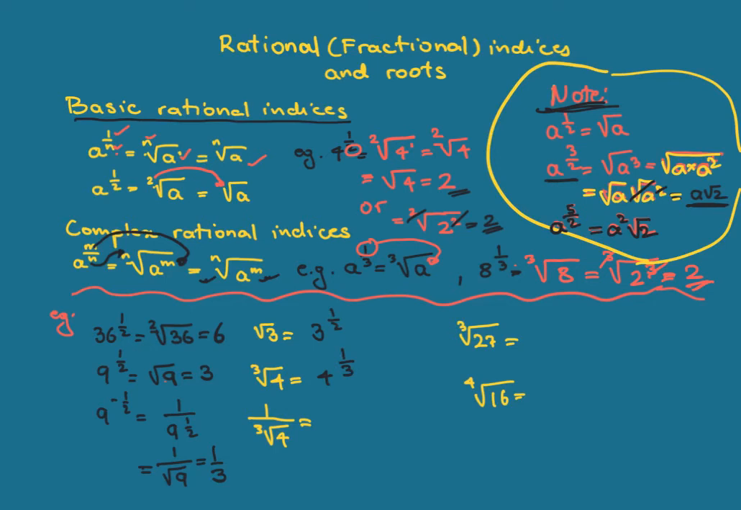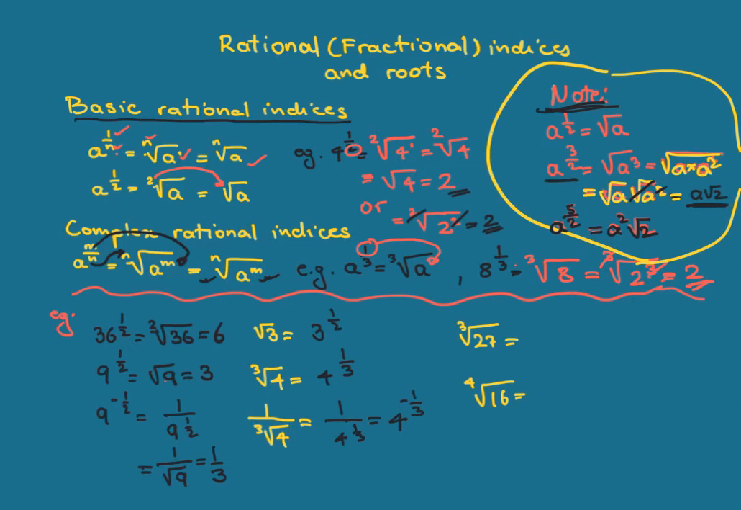So this one, okay, I'm going to go like this first. It's going to be 4 to the power of 1/3, but I'm going to move it to numerator, and then the index is going to become negative.